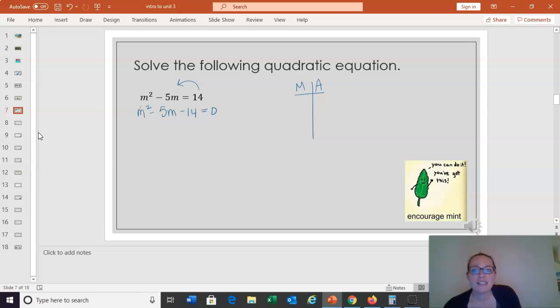So the first times the last is negative 14m squared. And we're trying to find two numbers that multiply together to give us this and add to give us the middle term, negative 5m. So the first step is to just list the factors of negative 14m squared. What times what gives us that? And there's a few, right? There's always 1 and itself.